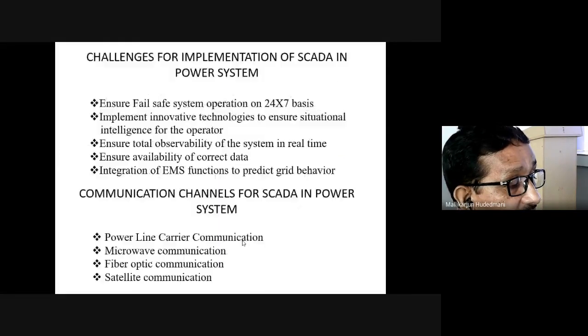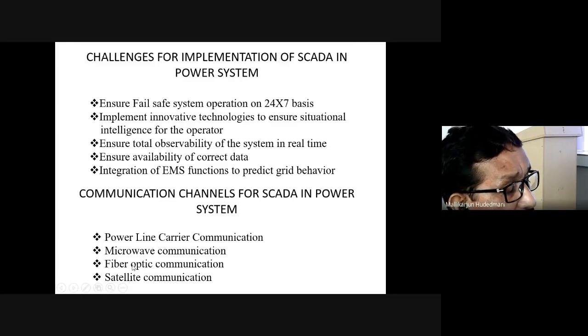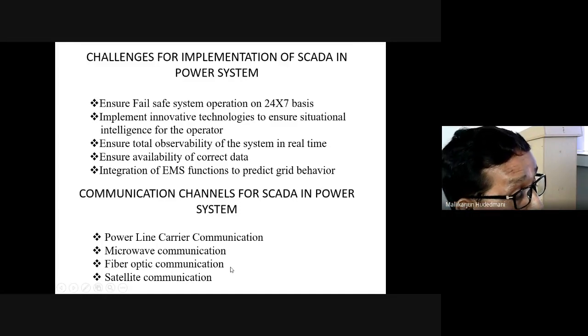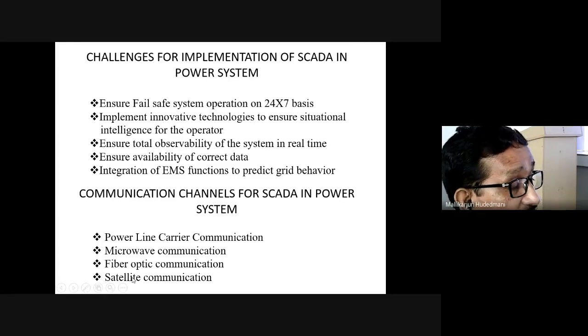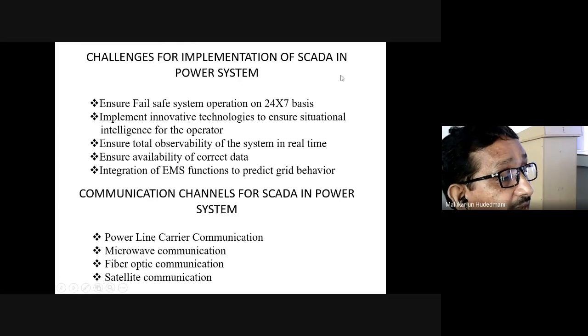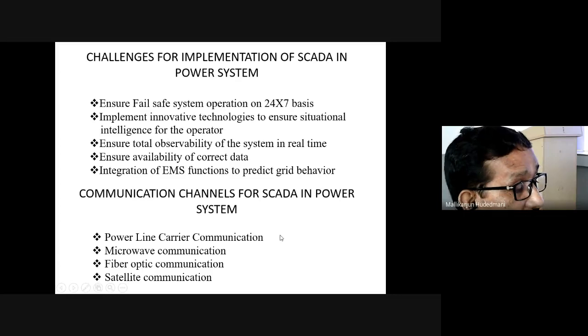Power line carrier communication, microwave communication, satellite communication, or fiber optic communication. This is the latest mode of communication, with very low loss and high bandwidth data transfer. So these are the four different communication mechanisms highly prescribed for power system SCADA, in which you will find power line carrier communication getting obsolete. The communication in the field right now is microwave communication, fiber optic communication, and satellite communication.